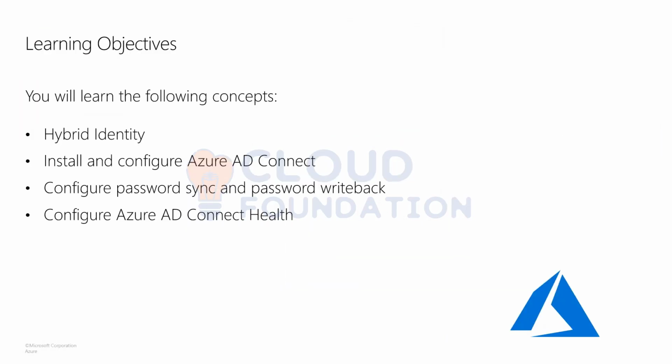Here, what we're going to discuss is hybrid identity, installation and configuration of Azure AD Connect. What are the options over here? What if you are making any changes within Azure Active Directory, especially in terms of password, and you have to write it back to your on-premises environment? That is something called password writeback.